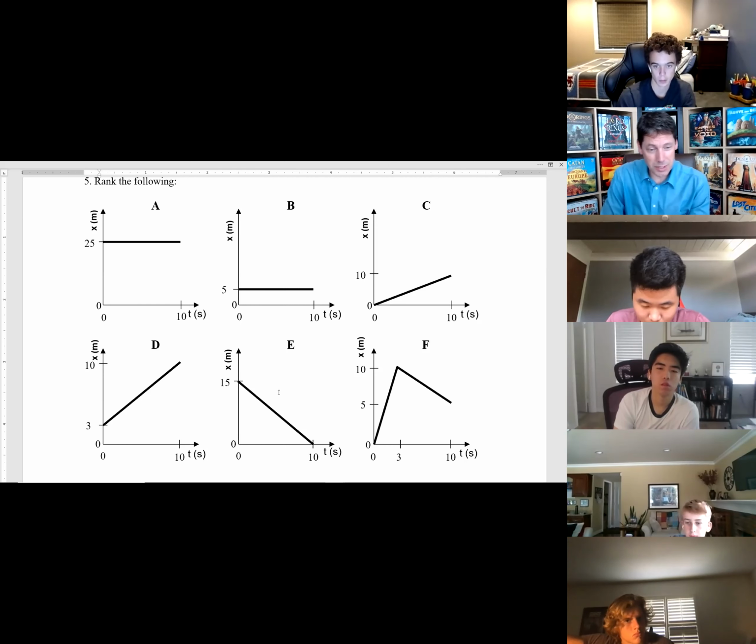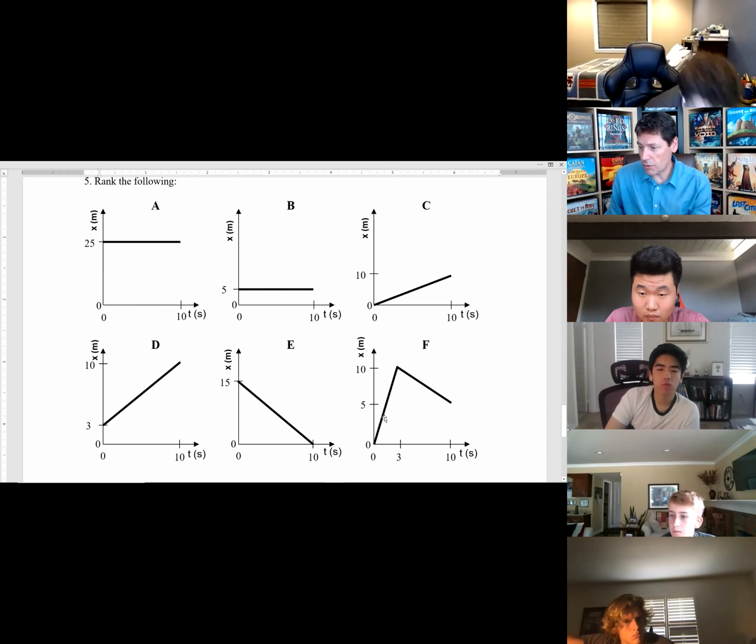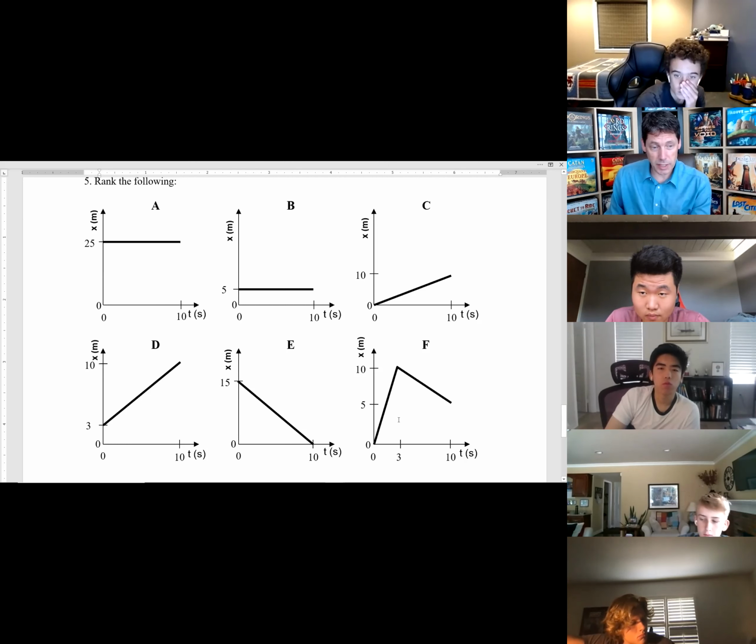And then for the last one, the tricky one, Jackson, how about F? What do you think? It moves like 15 meters over 10 seconds, so it'd also be 1.5 meters per second. Good. So for this one, the distance and displacement are different. Therefore, the speeds and the velocity must also be different.